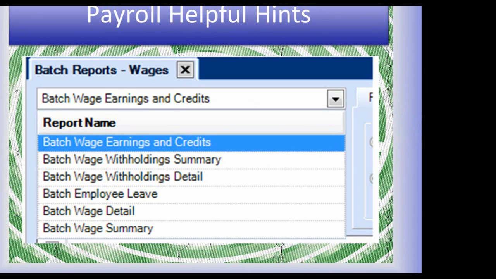Batch wage reports. Another helpful hint is to run batch reports for wages before you post them. These reports can be found in Payroll, Reports and Statements, Batch Report, and you can see there's many different reports you can look at. And by reviewing them prior to posting a payroll, you can often find and fix mistakes before they become more difficult to fix. There are a few more helpful hints for you to look at later in the Payroll 101 document.